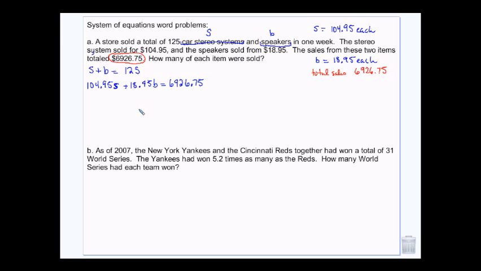That looks like a plus here. We're multiplying 104.95 times S plus 18.95 times B. S is the number of stereos and B is the number of speakers. So we take the individual price times the number that we sold, and that gives us the total. Does that help?